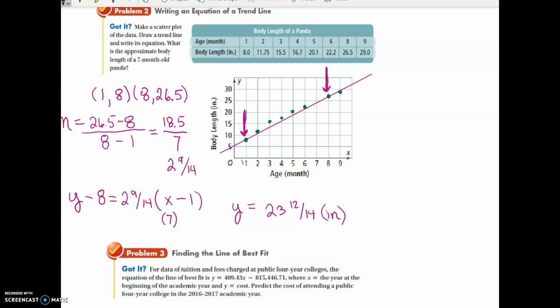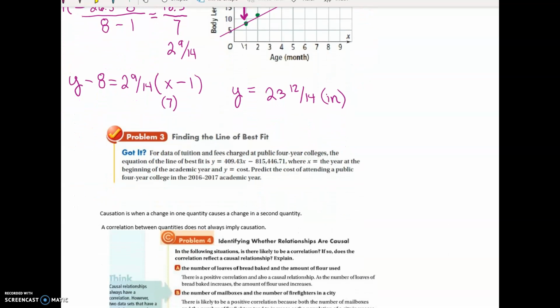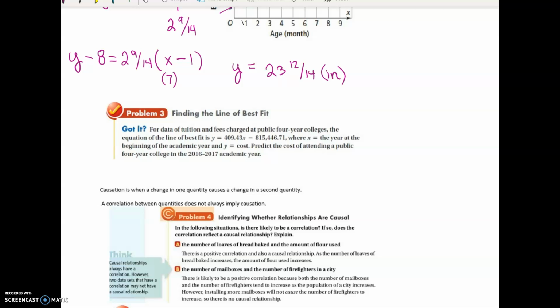So moving on to example 3, we can find the line of best fit. So for data of tuition and fees charged at public four-year colleges, the equation of the line of best fit is given here. These equations can be pretty messy, meaning they're not going to be like nice whole numbers and things like that. So it tells us X equals the year at the beginning of the academic year, and Y equals the cost.